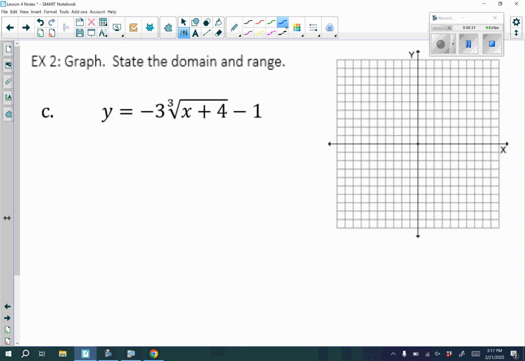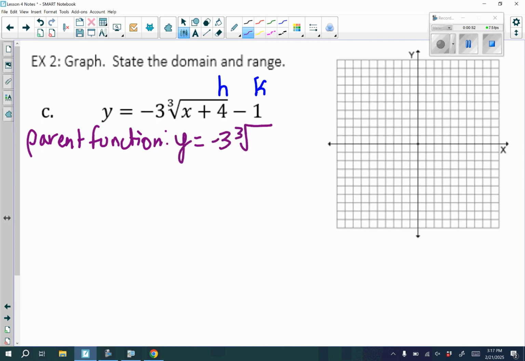For this one, notice that our h is going to be here. This is our k value, so that's going to tell us how we're going to translate later on. For our parent function, once again, I'm going to use different colors to help us out. Our parent function is going to be y equals -3 times the cube root of x.